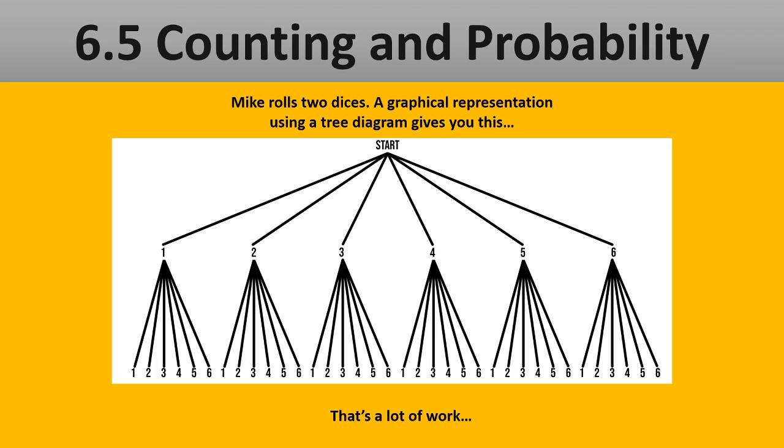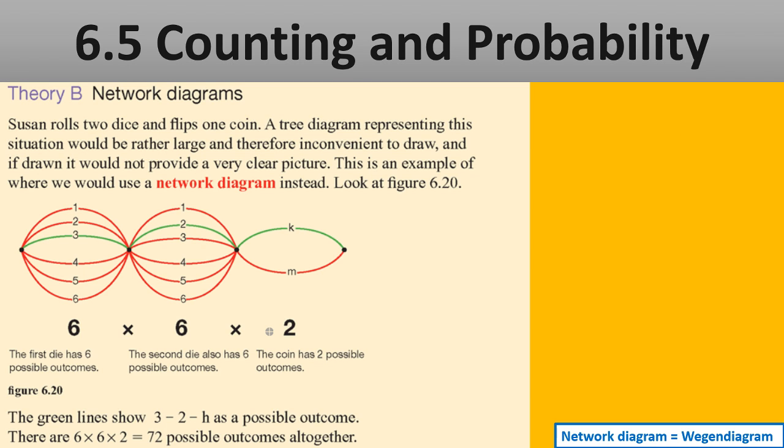Instead, I would suggest that you're going to use a so-called network diagram for this, ook wel een wegendiagram genoemd. I think a network diagram is for almost all the questions a better or a faster way to give you a visual representation than using a tree diagram. Tree diagram is only nicer if you really want to show which way you have chosen already. But it's, as I said, it takes a lot of work.